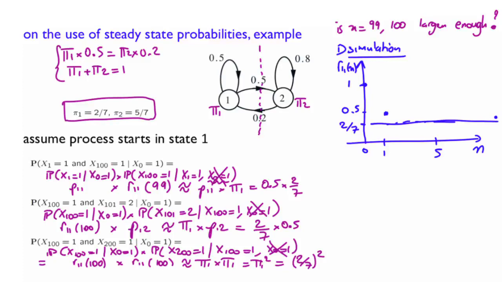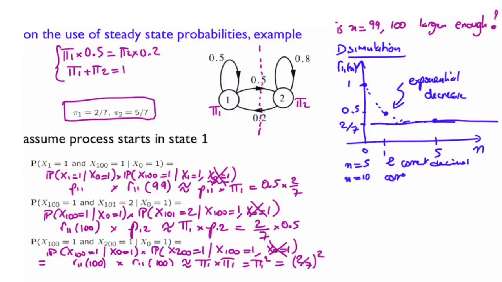And if you simulate, you will see that it goes very fast. Here I'm just joining points, and you will see that at n equals 5 already you are very, very close to 2 over 7. So you really have an exponential decrease here. In fact, looking at the simulation result, at n equals 5 you already have 2 correct decimals, and for n equals 10 it's correct up to 5 decimals.